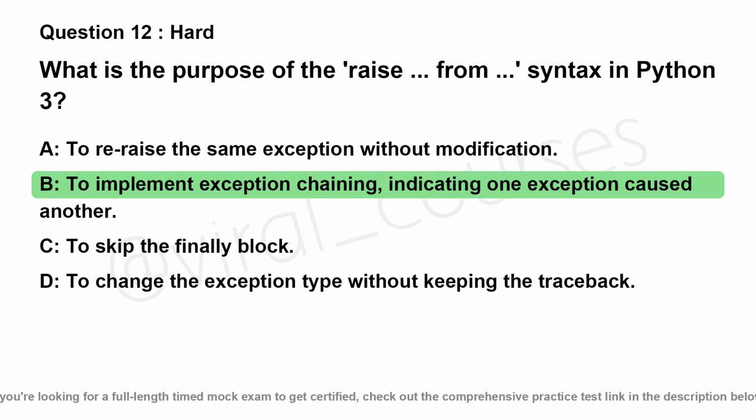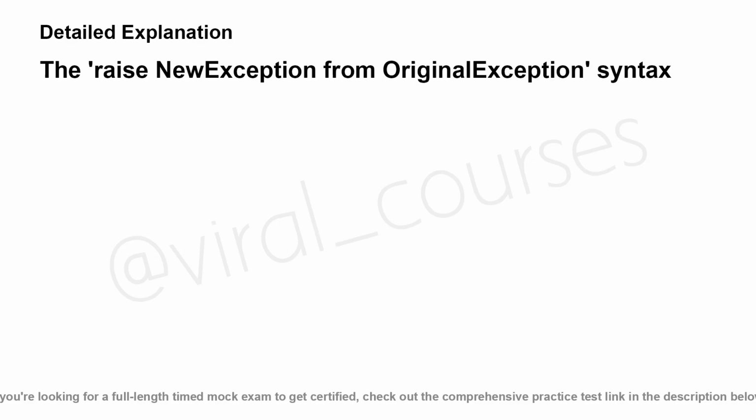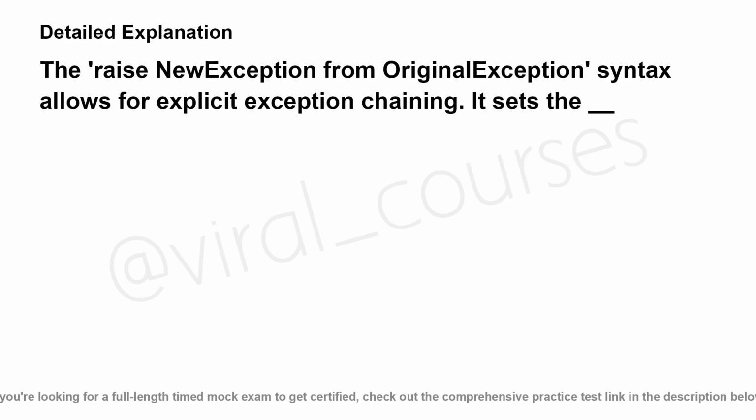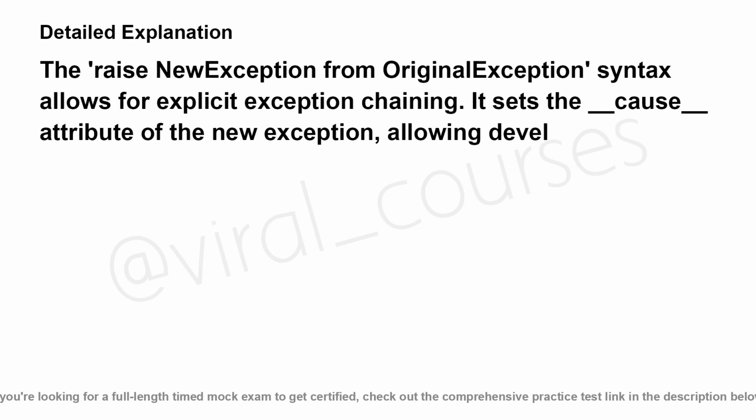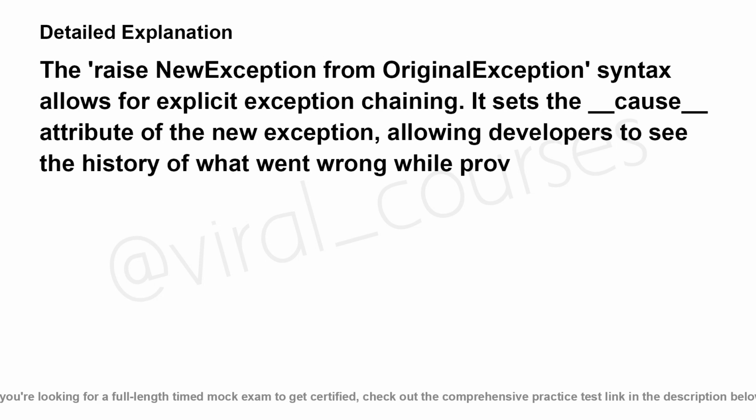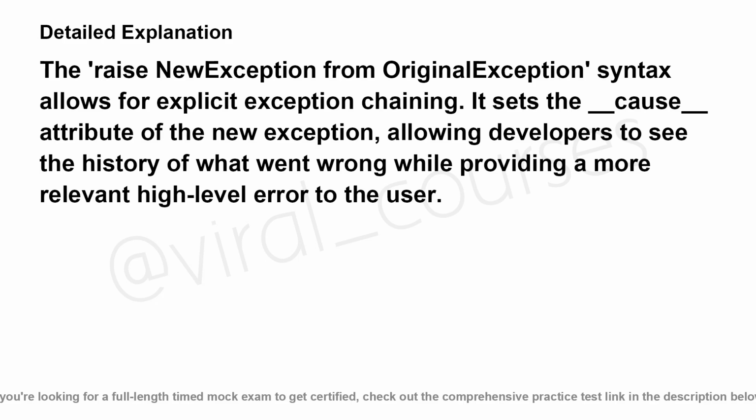The correct answer is B. The raise new_exception from original_exception syntax allows for explicit exception chaining. It sets the __cause__ attribute of the new exception, allowing developers to see the history of what went wrong while providing a more relevant, high-level error to the user.